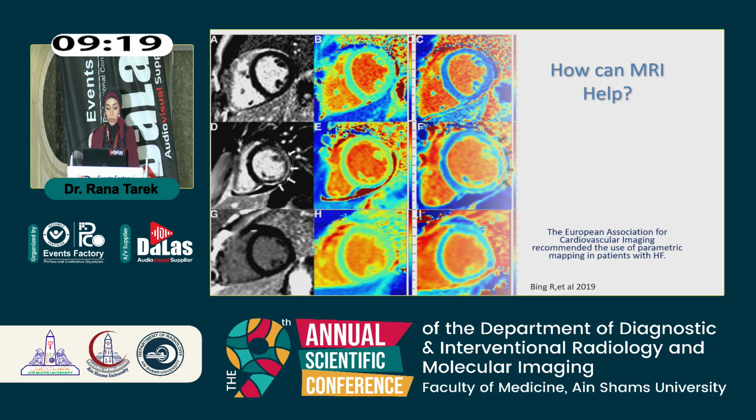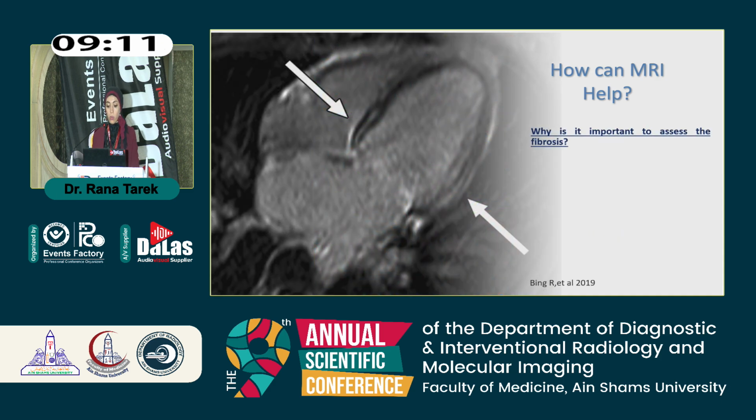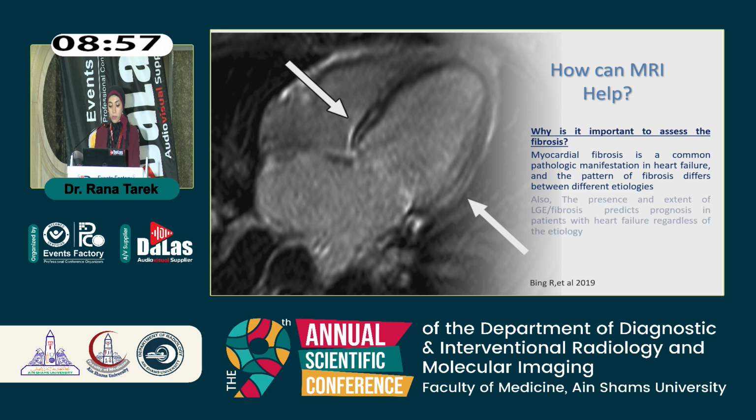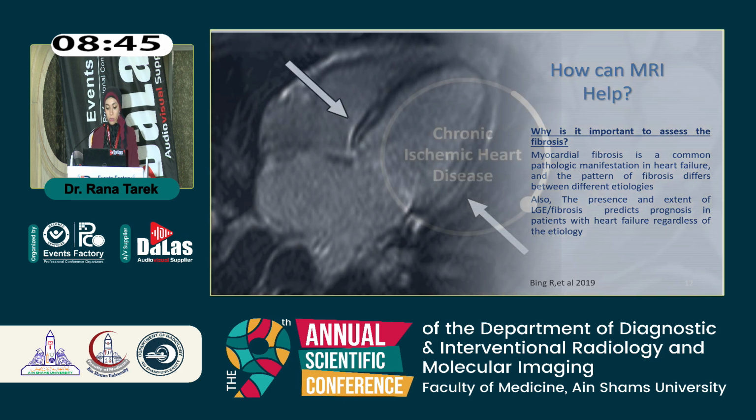The European Association of Cardiovascular Imaging recommended the use of parametric mapping in patients with heart failure. So why is it important to assess fibrosis in cases of heart failure? That's because fibrosis is a common pathological manifestation in heart failure, and the pattern of fibrosis differs between different etiologies. Also, we should evaluate the presence and the extent of the LGE or fibrosis, because it can predict the prognosis in patients with heart failure, regardless of the etiology.